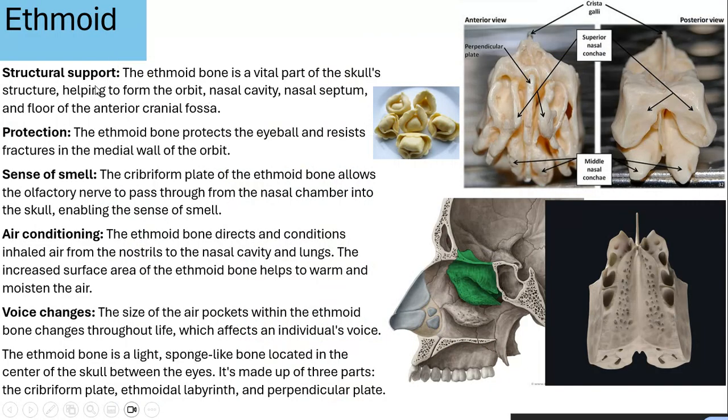Okay, let's start with ethmoid bone. The ethmoid bone is a vital part of the skull's structure, helping to form the orbit, nasal cavity, nasal septum, and the floor of the anterior cranial fossa. So it provides structural support. Right, the orbit. We saw what the orbit area is. Nasal cavity, nasal septum, and the floor of the anterior cranial fossa. Right, we saw what a cranial fossa was.